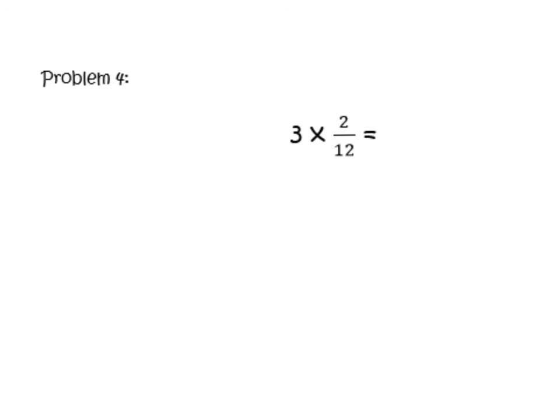Look at problem 4, because apparently there isn't a problem 3. Whoops! Go ahead and solve just like you did for problem 2. Pause the video and replay when you are ready to check your work. 3 times 2 is 6. My denominator 12 stays the same, so my answer is 6/12.